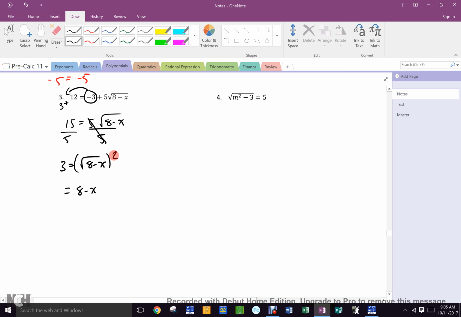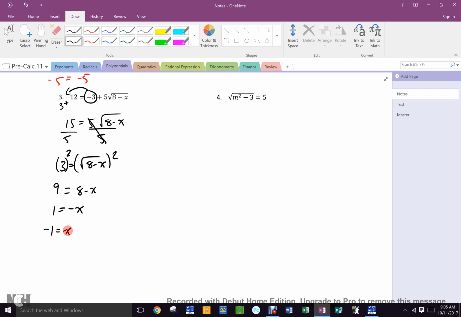8 minus x. If I square the right side, what do I do to the left? Square it. So what is on the left? 9. What do I do to that 8? Minus 8. 1 equals negative x. Is x isolated? No! What's in the way of x being isolated? Negative. So I divide both sides by negative 1. Negative 1 equals x. Am I done? I'm done the algebra. Did I square both sides? So is it possible that's not a right answer?